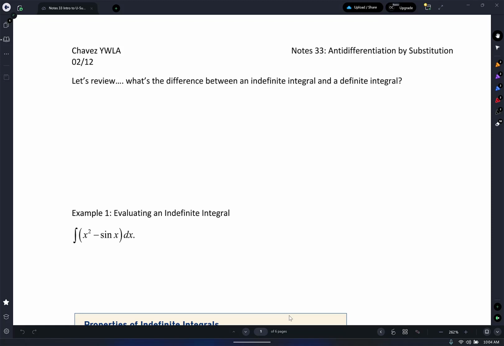All right, note 33, antidifferentiation by substitution. So here we go. Let's review the difference between an indefinite integral and a definite integral.